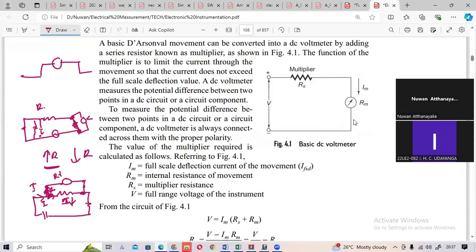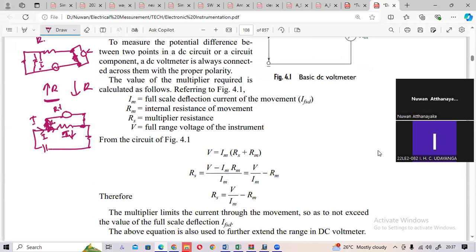So we should have a high resistance voltmeter. Now I have a diagonal setup, like this. And if you send a current, there is an internal resistance also.